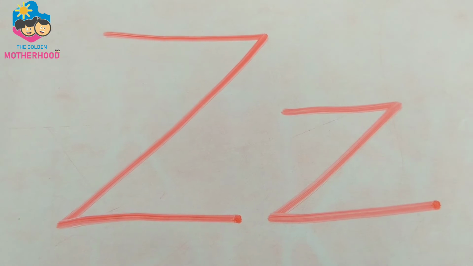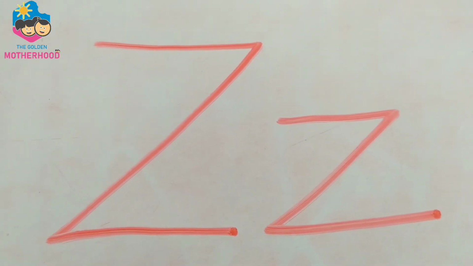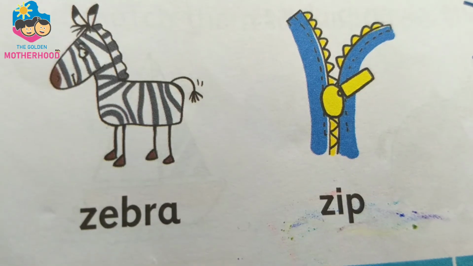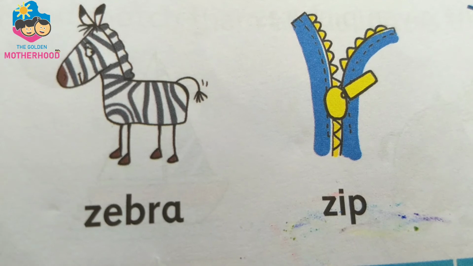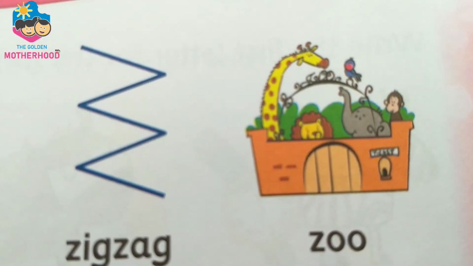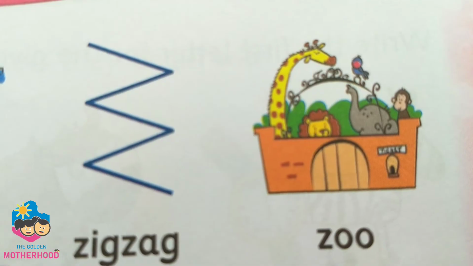Letter Z is a combination of two sleeping lines and one standing line. Here both Z look the same. Here Z for zebra and Z for zip. Z for zigzag. Zigzag is a type of pattern, and Z for zoo.